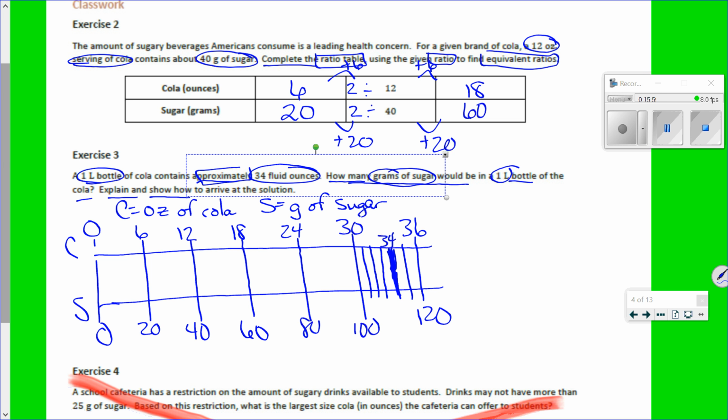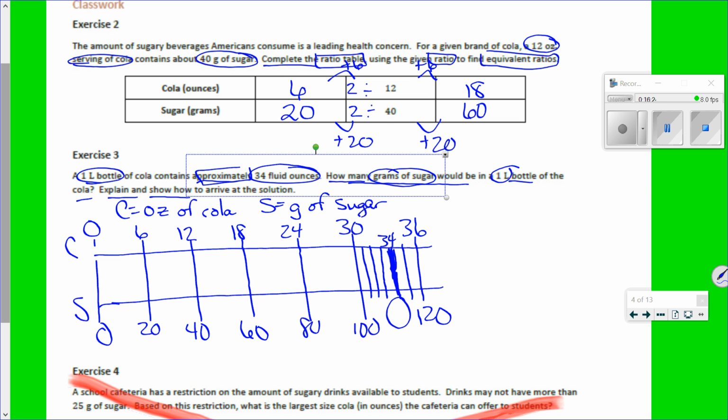Yeah? Now here's the key. I know it's here, but do I know this number? No, but I know it's proportional, right? I know that this number is going to be the same distance between 100 and 120 as 34 is between 30 and 36. Does that make sense? Because everywhere along here, those all match up.